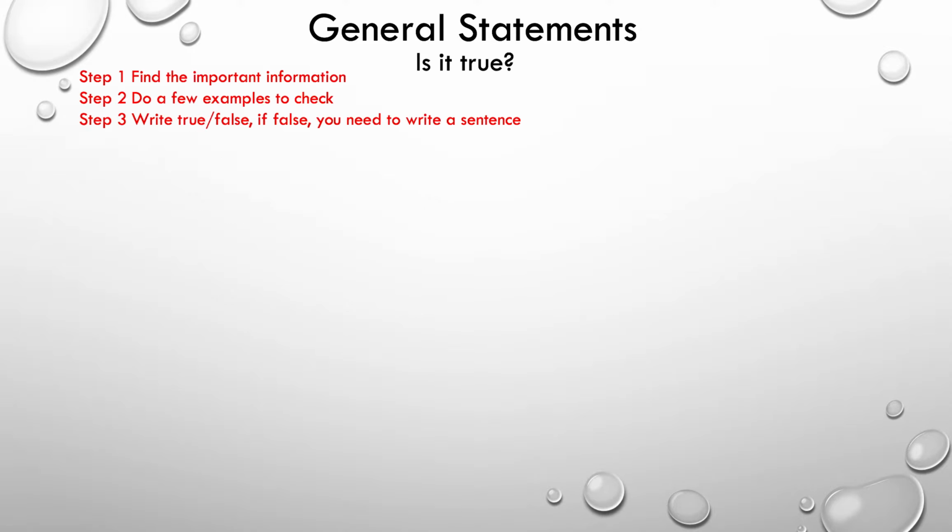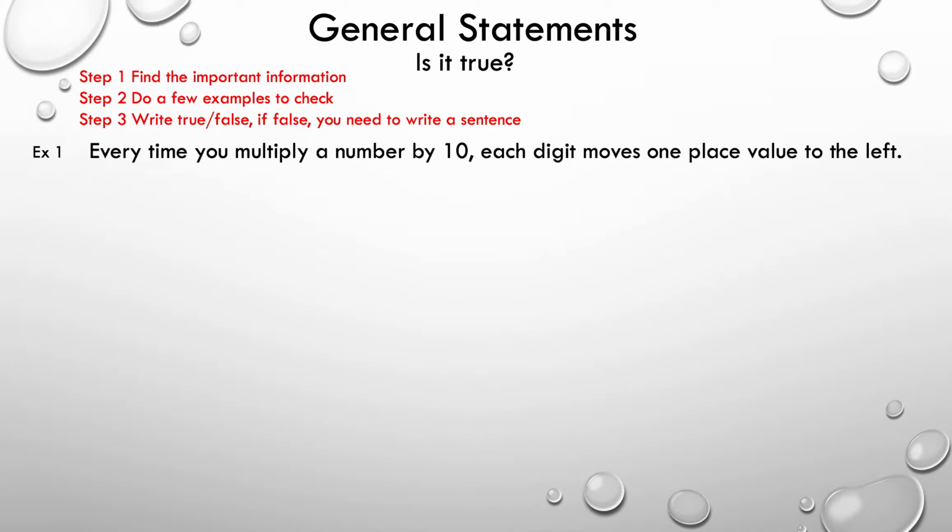So let's go ahead and take a look at the steps. Step 1, find the important information. Step 2, do a few examples to check. Step 3, write true or false, and if false, you need to write a sentence. Let's go ahead and take a look at the first example.